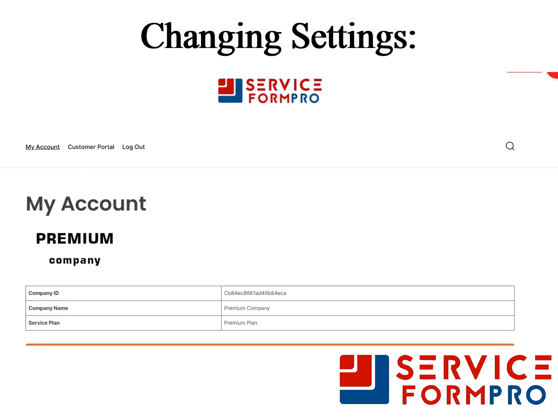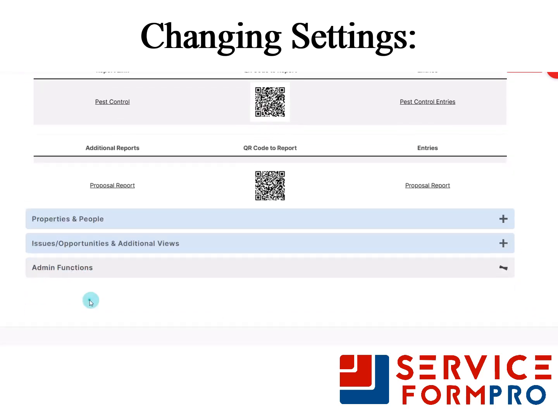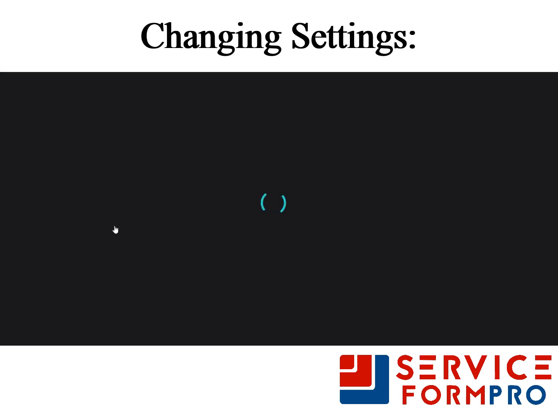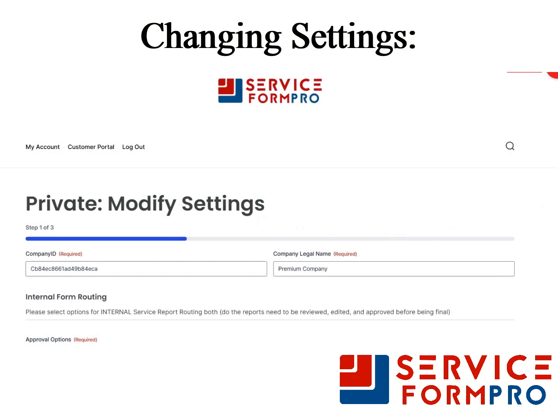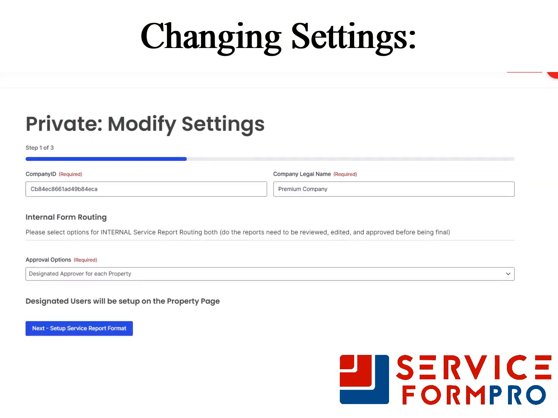After you submit this, you'll have your company settings saved, but you can always go back and edit them from your My Account page. You can scroll down and you'll find the admin functions link and modify company settings. This will actually take you back into the same form and allow you to make some changes. If anything funky comes up, please reach out at our support page and we'll help you through it.